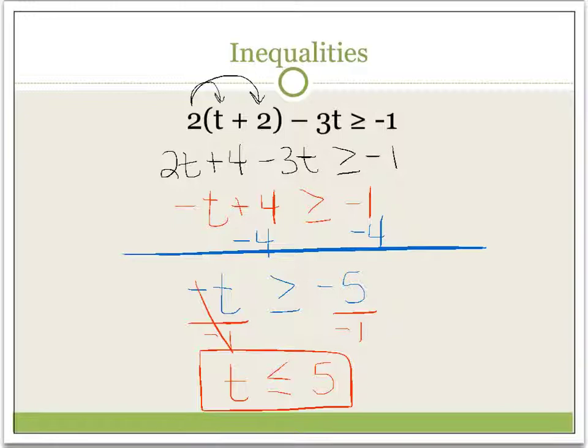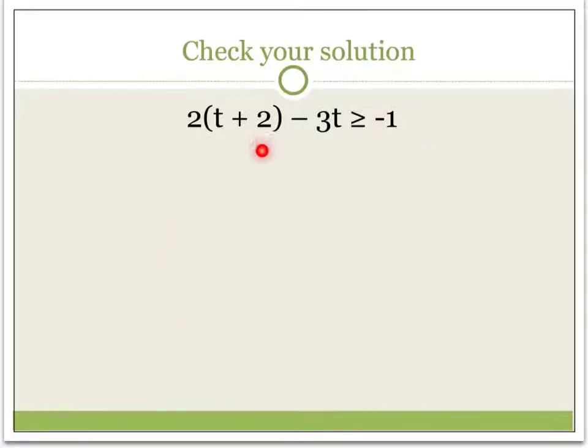So let's take a look at how we would check this solution. So we know that our solution is t is less than or equal to +5. And so when it's an inequality, you actually have to check two different things. The very first thing you want to check is t equals 5, because we want to check to make sure that our actual calculations were right here. We want to make sure that the math that we did to solve this was correct. Our distribution, our combining like terms, our inverse operations.